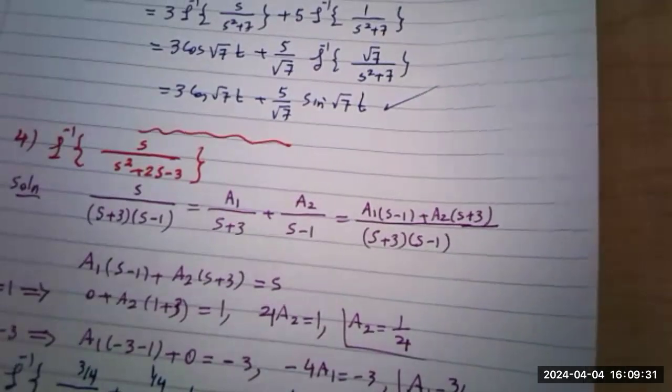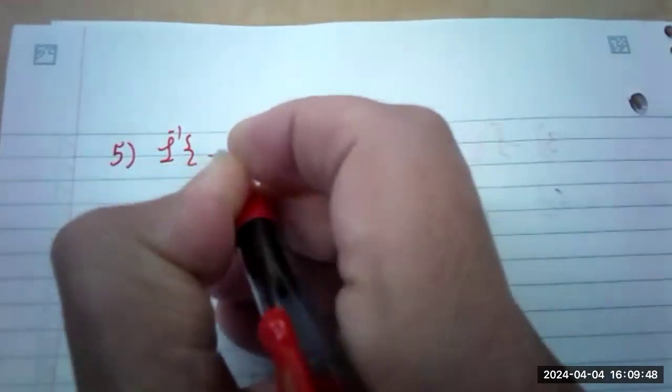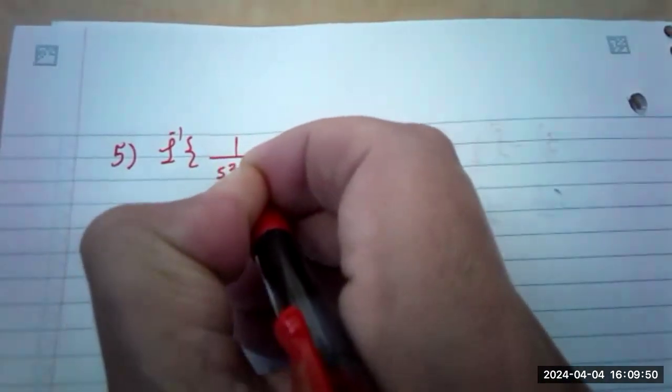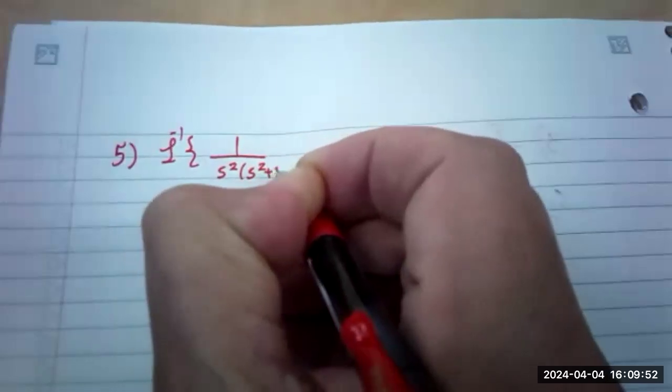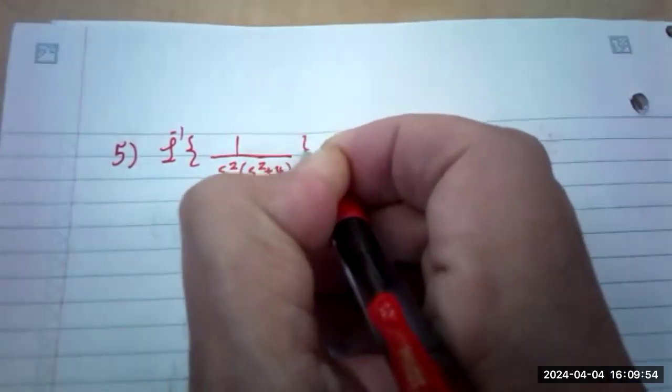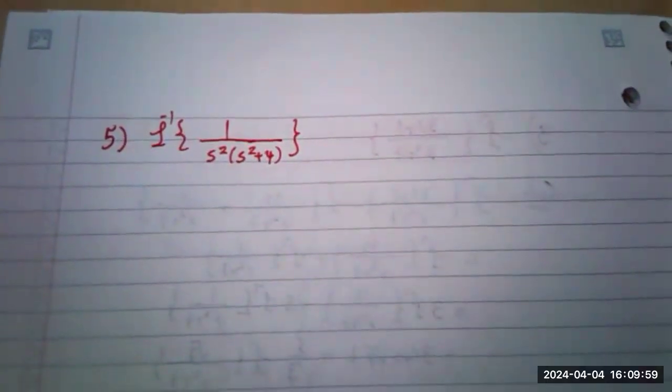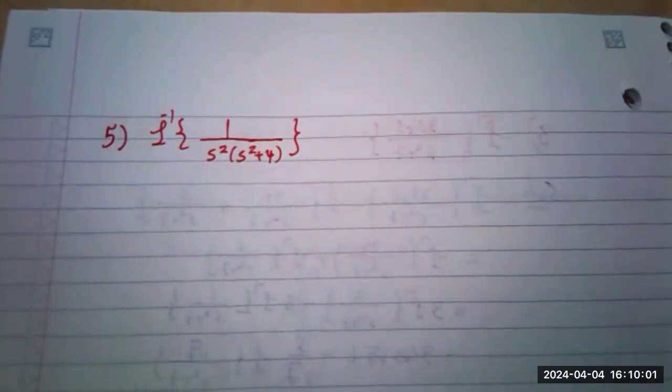Okay. So let's check the next one. Again, this next one is going to be very, very common, and you can use a shortcut to find it. So this would be our 5th one. You want to find the Laplace inverse of 1 over S squared times S squared plus 4. Dealing with the sine and the cosine, this would very frequently appear in the solutions of differential equations.